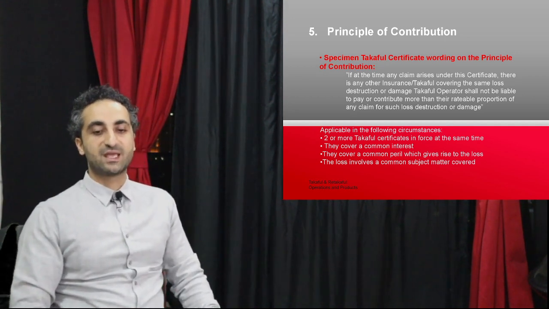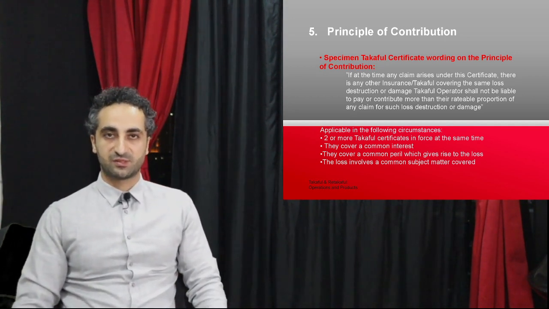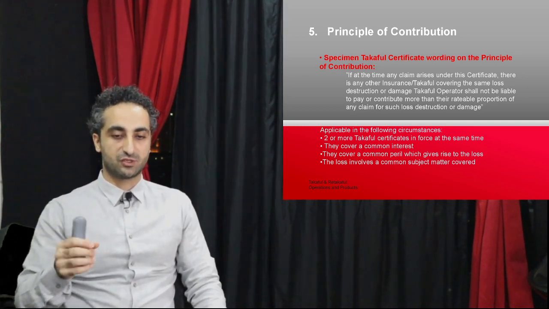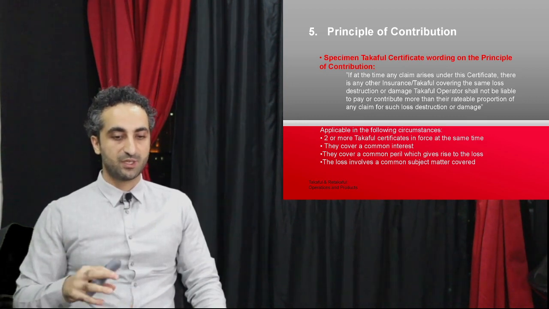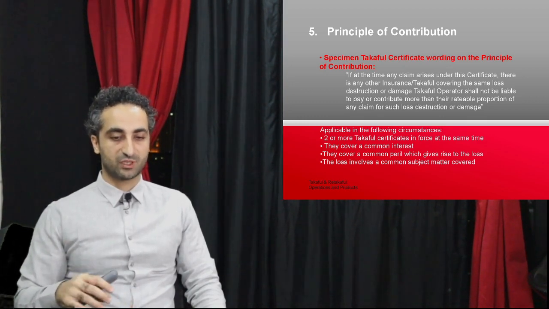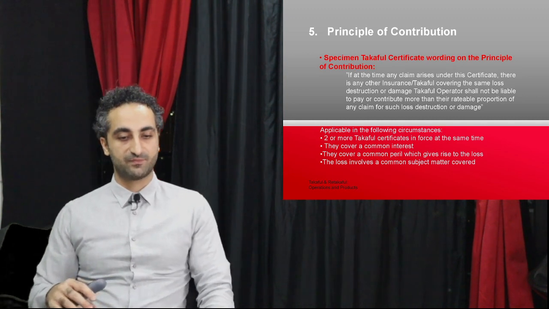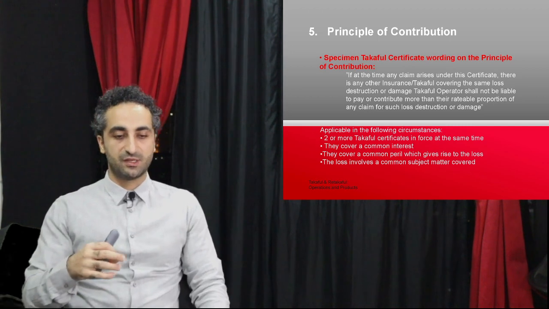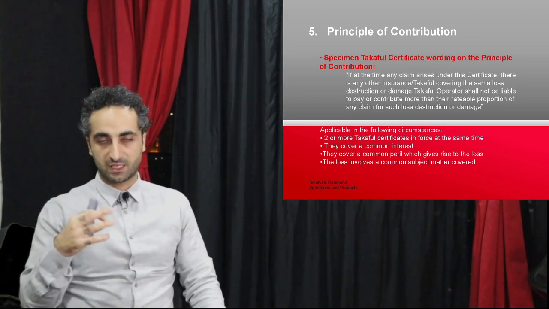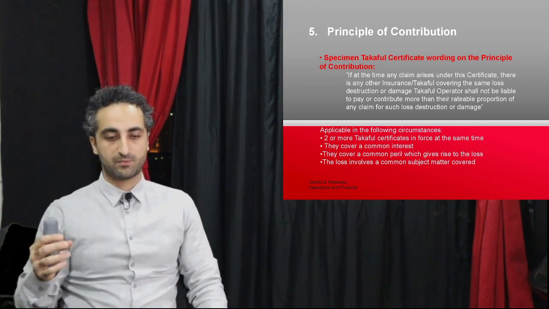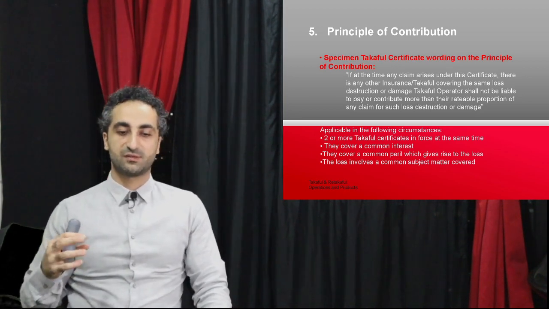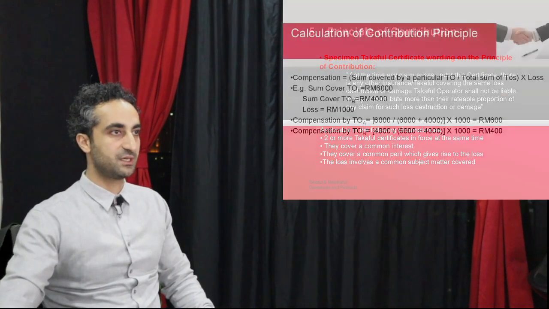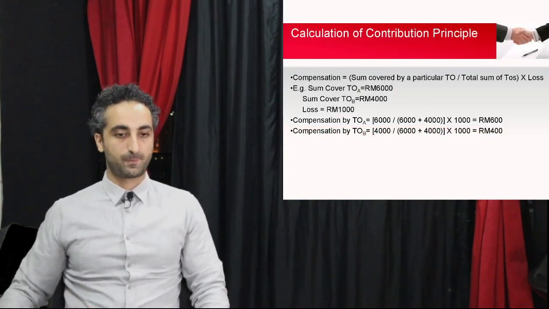So, rateable proportion, remember this word, must be based on the rate, of any claim for such loss, destruction, or damage. Applicable in the following circumstances: two or more takaful certificates in force at the same time. They cover a common interest, so same takaful for car insurance. They cover a common peril, against accident, same peril. The loss involves a common subject matter covered, same car. So let's see this example.